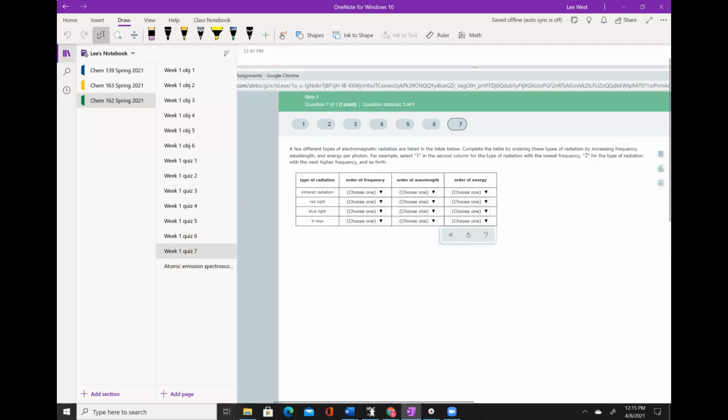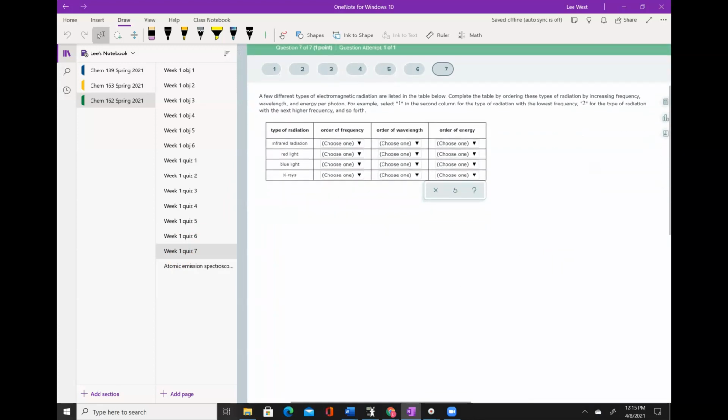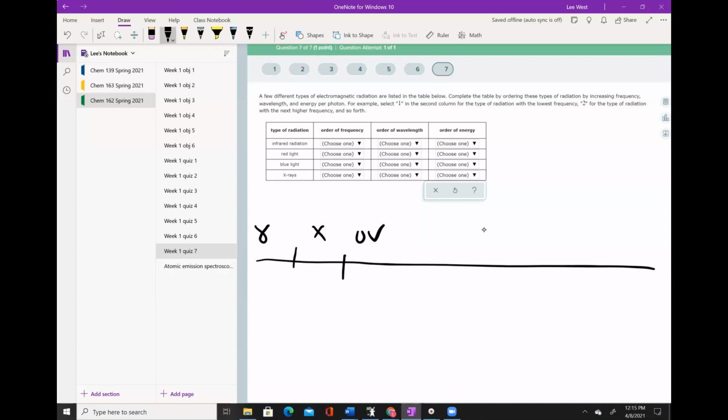Okay, this looks like it's a ranking one, but there's lots of ranking going on. We have to rank in order of frequency, wavelength, and energy. So let's just do that. We've got gamma, X, UV, then we got our visible, which is a range of stuff, isn't it? Then we got IR, microwave, radio, and then within the visible we've got violet, indigo, blue, green, yellow, orange, red. Hey, I got it right that time.